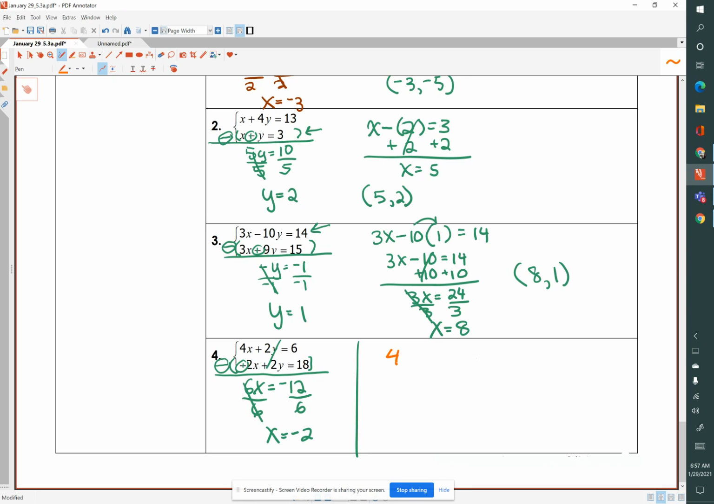Okay, 4 instead of x, negative 2, plus 2y equals 6. Now I distribute. So negative 8 plus 2y equals 6. Add 8 to both sides of the equation, which gives us 2y equals 14. Divide both sides by 2, and y equals 7. So our ordered pair is negative 2, 7.